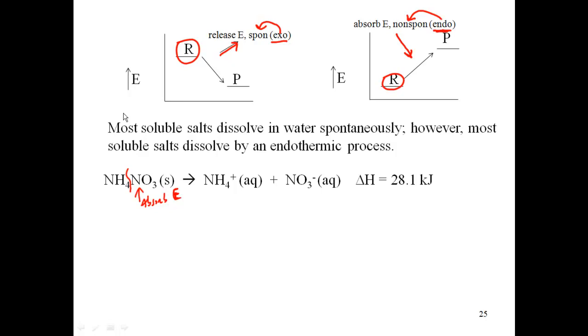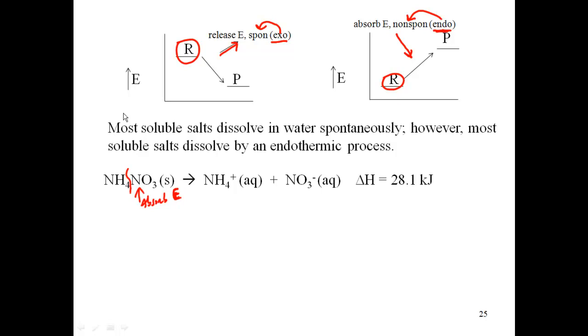So what we're saying here is we're absorbing energy, and it's a spontaneous process, so it must be going to a lower energy state. That seems contradictory. How can I absorb energy yet get to a lower energy state? So there has to be something else going on that we're missing. There has to be another piece to the puzzle here to allow this reaction to be spontaneous.